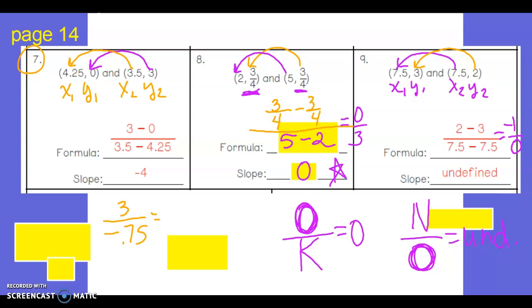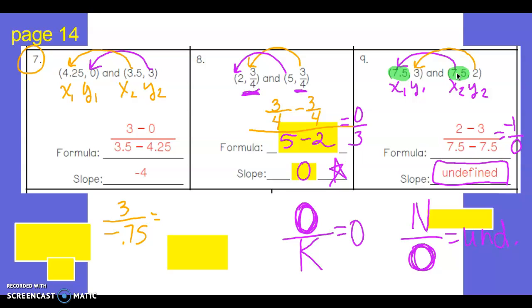What type of line would problem number 9 be if the slope is undefined? Well, if you remember, that's a vertical line. When these x values are the same, if you plot the points and connect them, you're going to have a vertical line, and its slope is undefined.